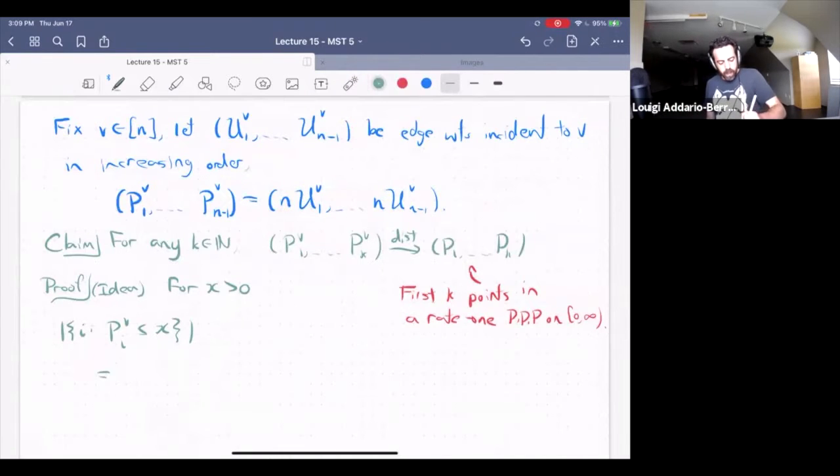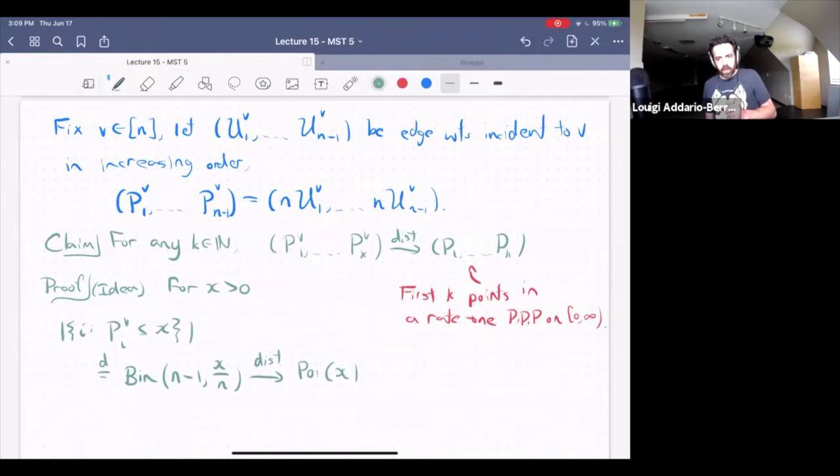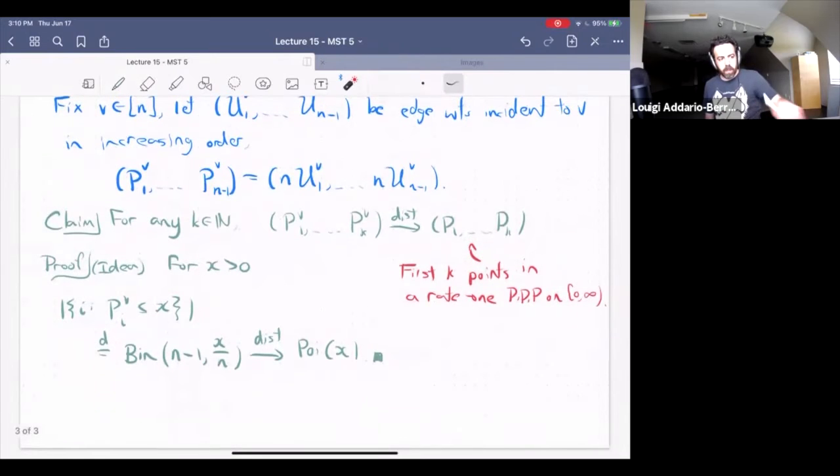So this is precisely distributed as a binomial with n minus 1 trials and success parameter x over n. That's the probability an individual one of these contributes to this set. And that converges in distribution by the Poisson approximation to the binomial to a Poisson with parameter x. So that's sort of the fundamental reason why this claim is true.